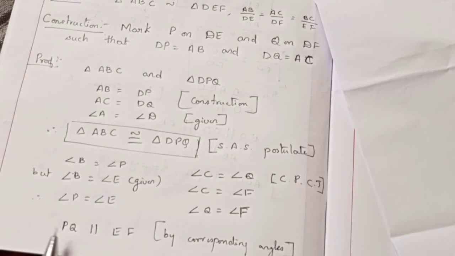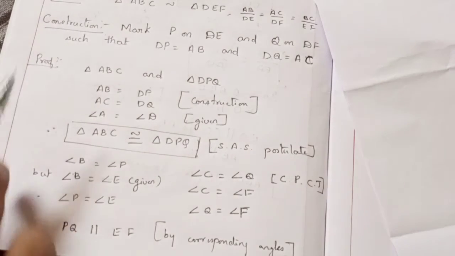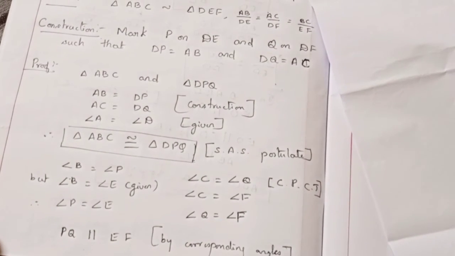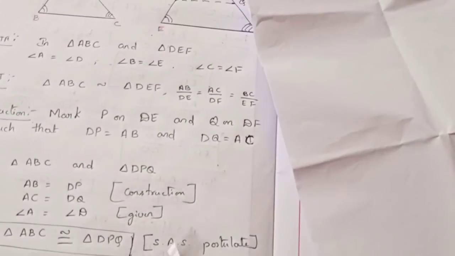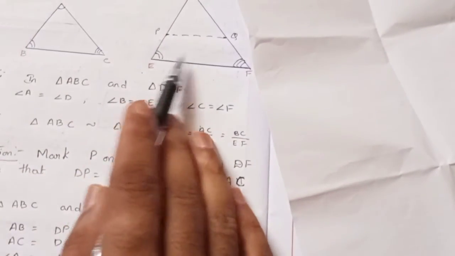But I need to prove that PQ is parallel to EF. How? So I will just show you guys how we can consider PQ is parallel to EF. We have not said that PQ is parallel to EF when we were doing the construction.